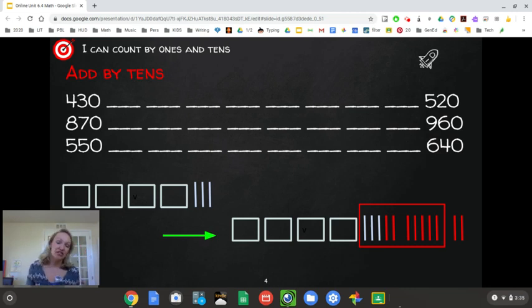So that is just counting by those decade numbers, right? Those decade numbers are tens that end in 0. We're going to do our last one here, 550, 560, 570, 580, 590, 600, 610, 620, 630, 640.